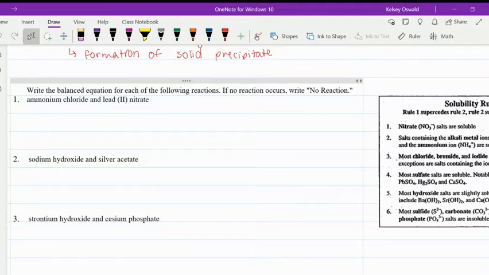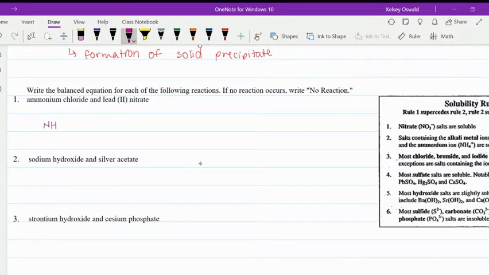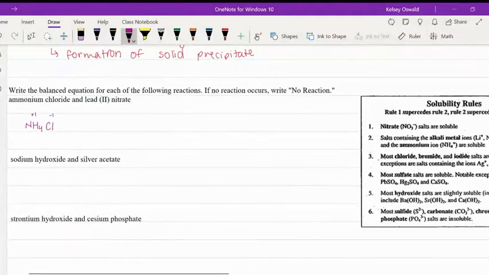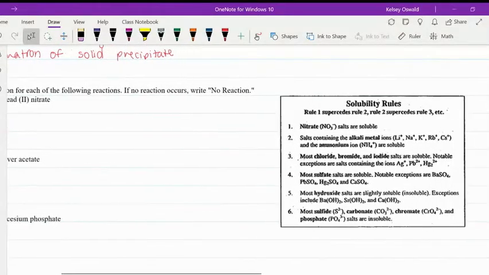So for our first example, we have ammonium chloride. NH4 is ammonium. NH4 is +1, chlorine is -1, which gives me NH4Cl. Then if we come over and look at our solubility rules to see whether NH4Cl is soluble or not, we are going to see that in our second rule, salts containing the ammonium ion are soluble. So that means anything with ammonium in it is going to dissolve and be aqueous.